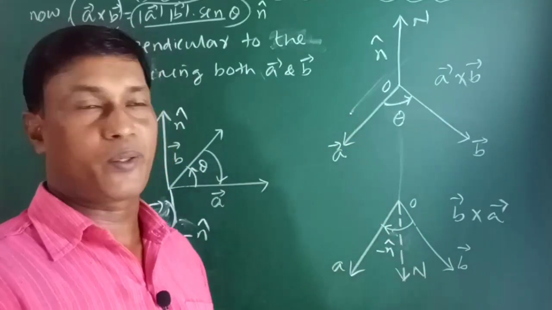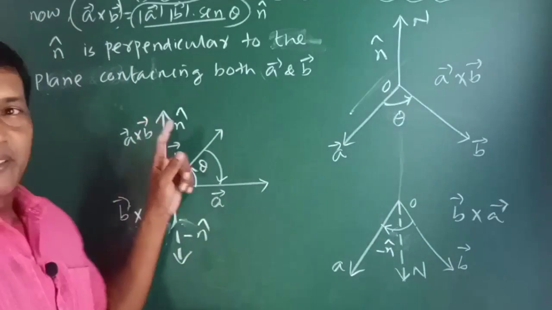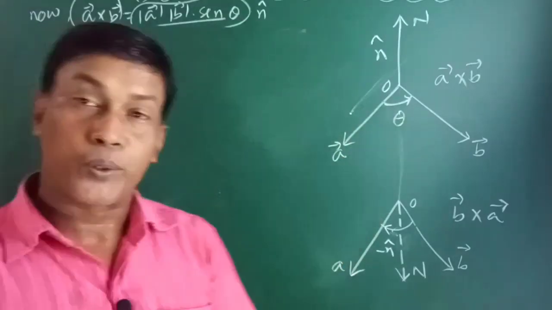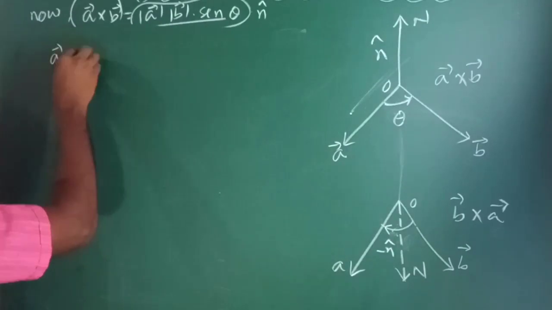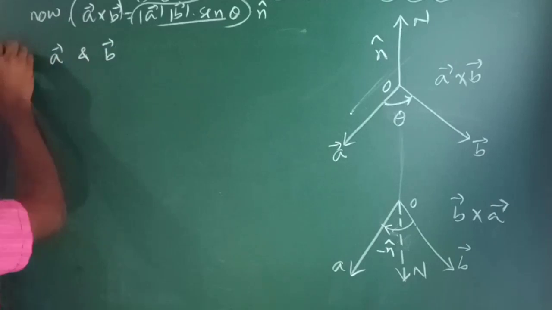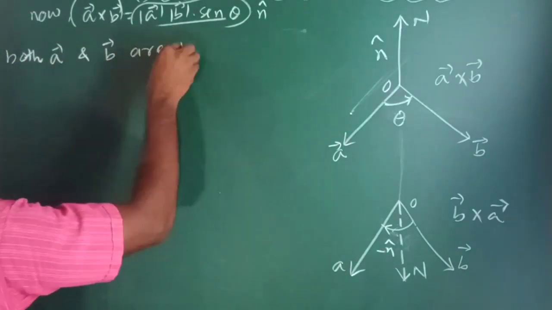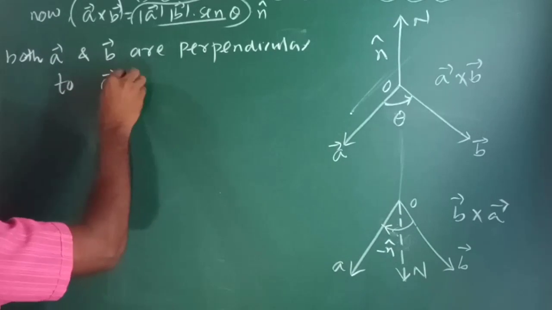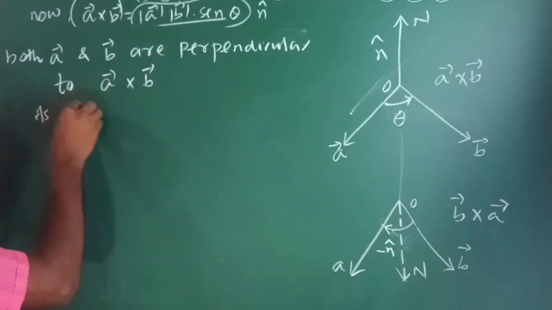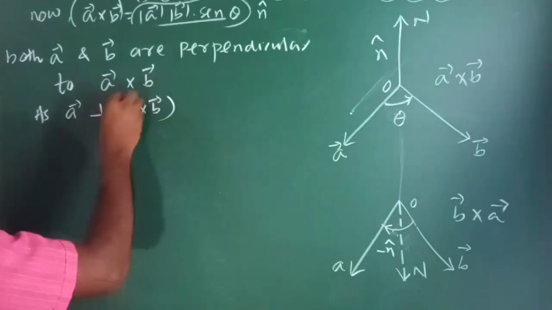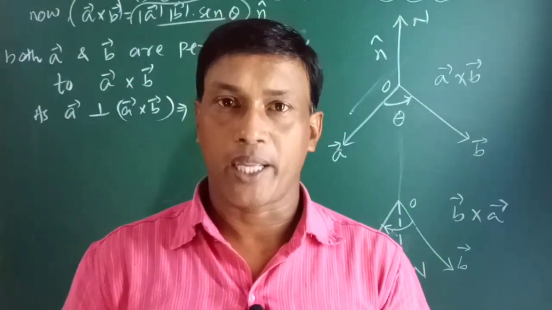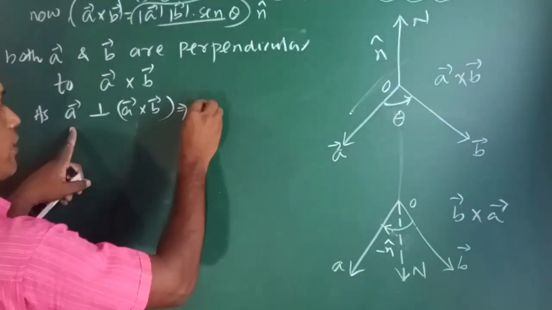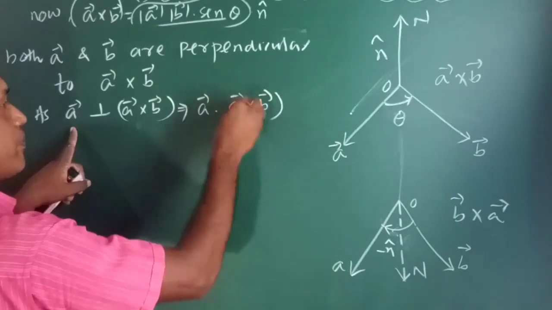Whatever it may be, the unit vector is always perpendicular to the plane, as A and B both are perpendicular to A cross B. So A vector and B vector are both perpendicular to A cross B. As A vector is perpendicular to A cross B, then we know the condition of perpendicularity: if two vectors are perpendicular, then their dot product is 0. So A dot A cross B is 0.